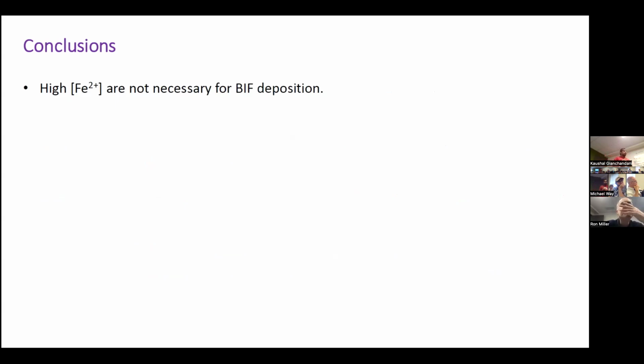A common notion about the precipitation of banded iron formations during the Neoproterozoic has been that you need a high concentration of iron throughout the ocean for these BIFs to precipitate, to explain the widespread precipitation of this. Our study shows that you do not need high mean concentrations of iron 2.